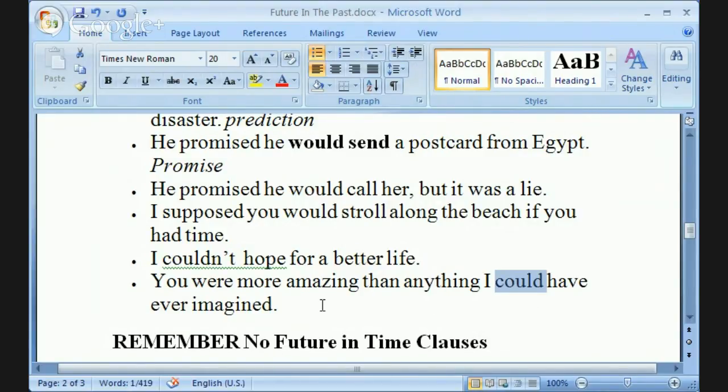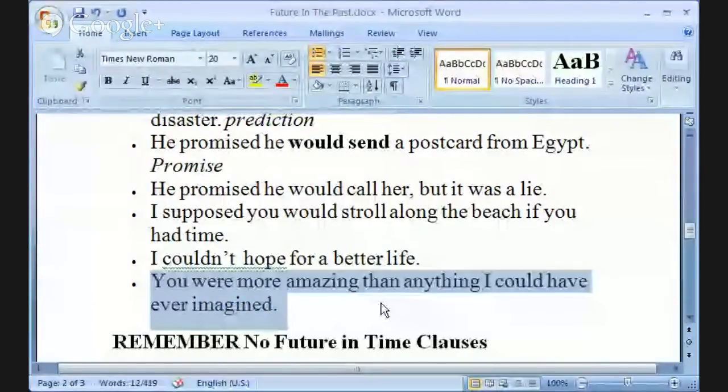Oh, all right. This is interesting. Could have ever imagined. This is very interesting. We're using two past tenses to talk about two things in the past. So this isn't quite future in the past. This is like two past events, not a predicted event. So the person is not really predicting that the person would be amazing. So this is actually a sentence construction of two simple past tenses.